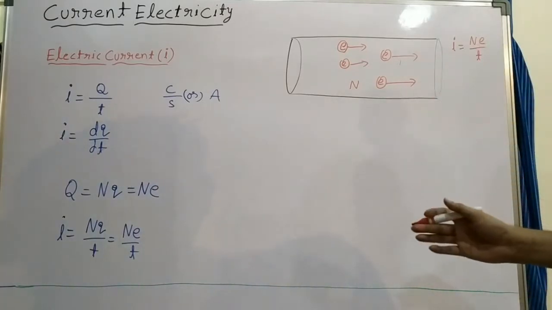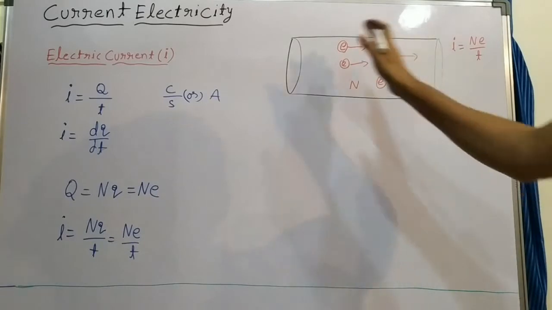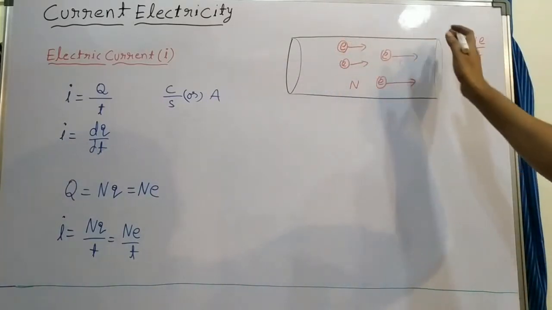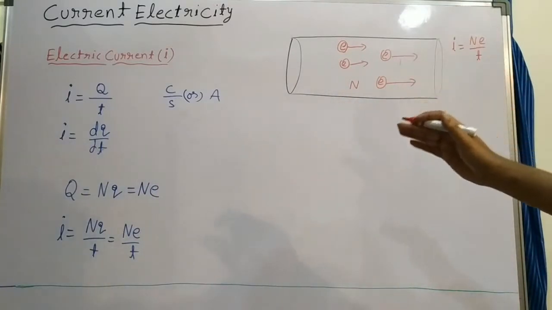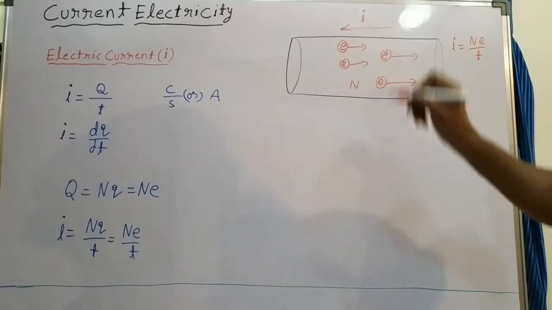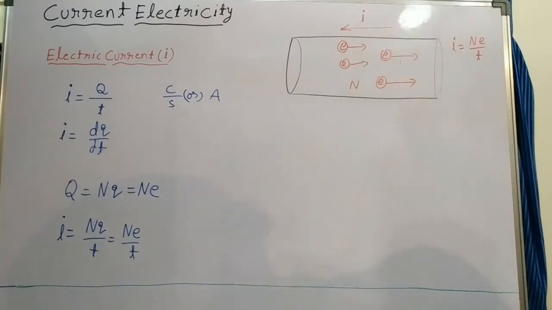And here, the direction of the current, if you take it: electrons are moving like this. An electron is a negatively charged particle. A negatively charged particle moving like this means you take the conventional current direction opposite to it. So current is flowing opposite to the motion of negative charge, that is nothing but the electron.